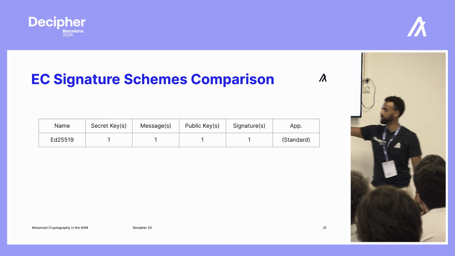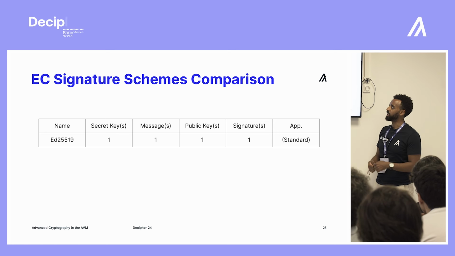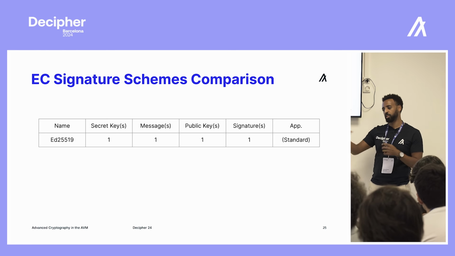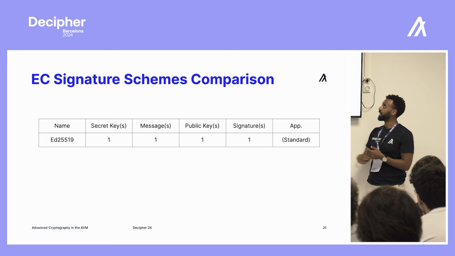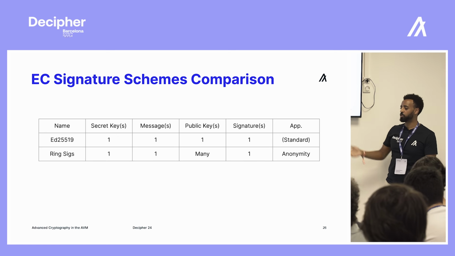So with a normal signature like this, you have one secret key, one person signing one message, and they have one public key that the signature can be checked against, right? And the application is everything we've been talking about. Standard stuff. Then we come to ring signatures.